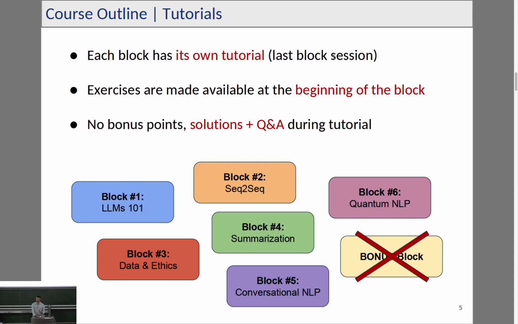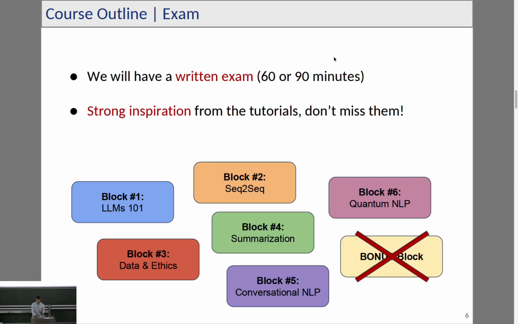And before anyone asks, there are no bonus points. However, I recommend that you really come to the tutorials because they're very exam relevant. So that practical knowledge and application ability that you gain in the tutorial, I think is very relevant to understand also what's in the exam, but also to apply to all sorts of problems that you will encounter beyond this course. We will have a written exam at the end, which will be either 60 or 90 minutes. We'll communicate that. And as I mentioned, it will include all the blocks in the course except the bonus one.